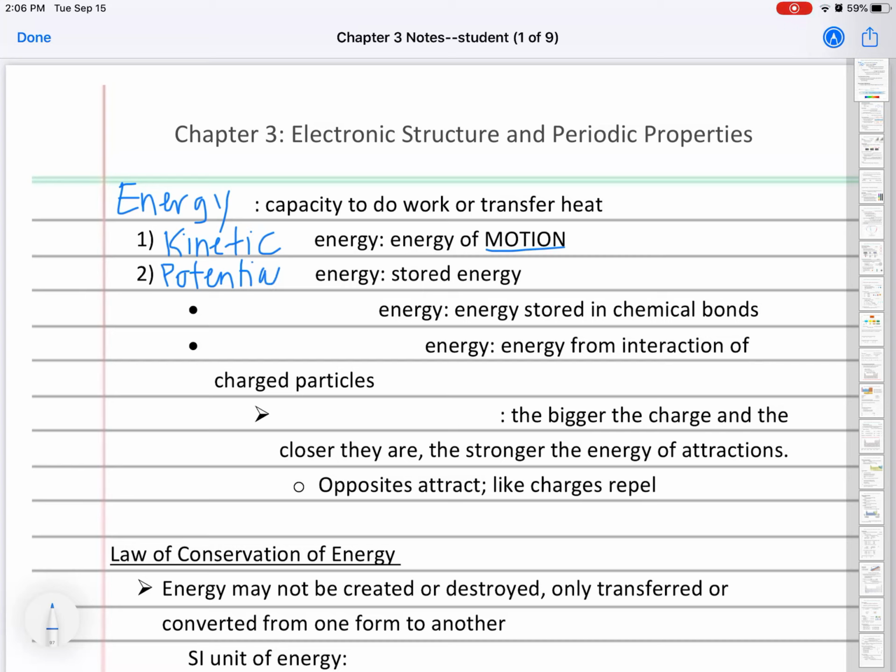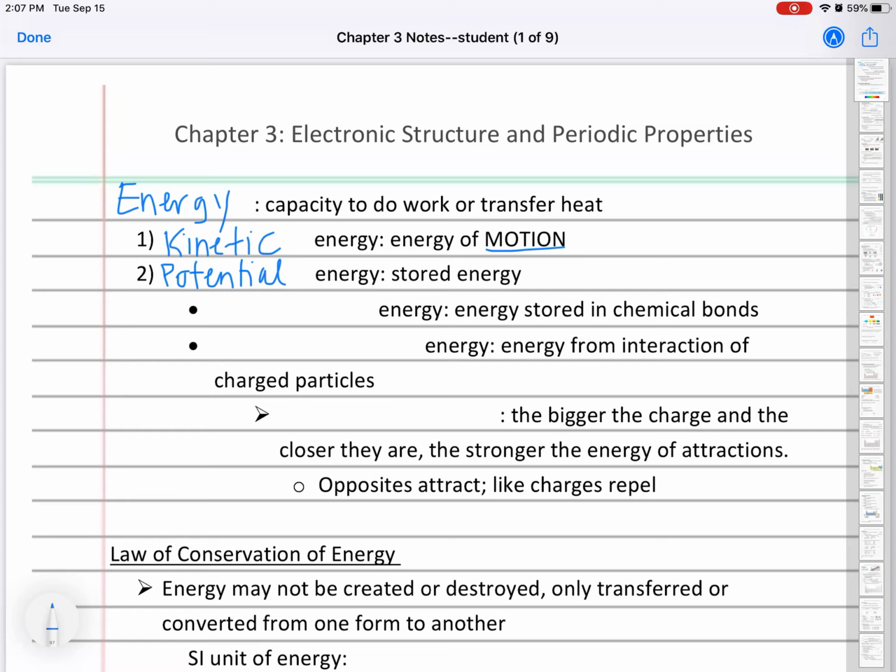Potential energy is stored energy. So the classic example in physics is like a ball at the top of the hill, and the potential energy then converts into kinetic energy as it goes down the hill and it's moving. So it has potential energy at the top of the hill because it has potential to roll down, but it has no potential energy at the bottom of the hill because it can't spontaneously roll up the hill.